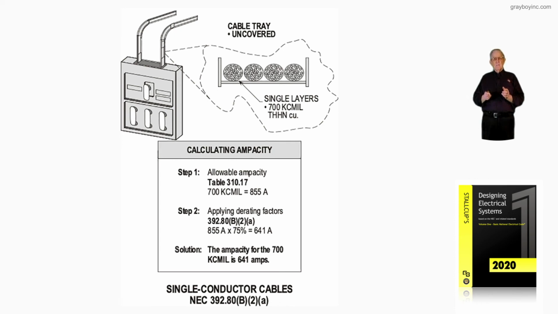So this illustration illustrates single conductors installed in a cable tray that's uncovered. And notice this would be the procedure. Instead of going to Table 310.16, we can use the open air table of 310.17.